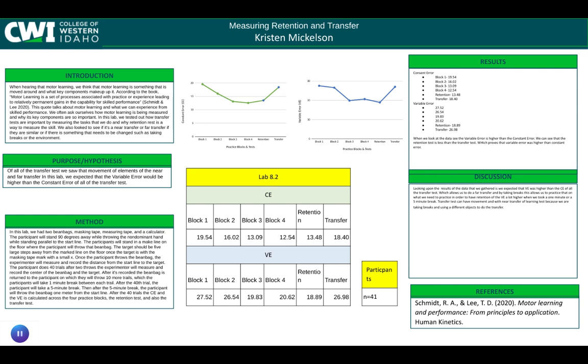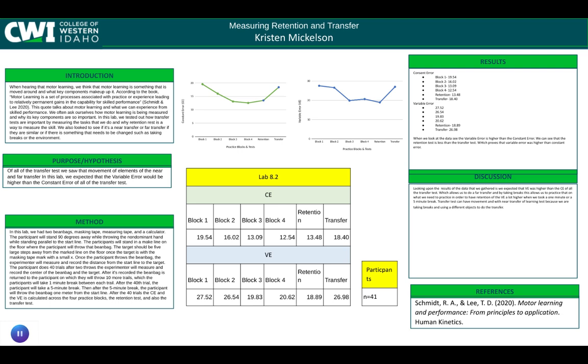And then after that, there's a brief discussion on what we can experience from a skilled performance, how motor learning is measured, and why that is so important. In this lab, we tested how transfer tests are important by measuring the tasks that we do, and why a retention test is a way to measure the skill.